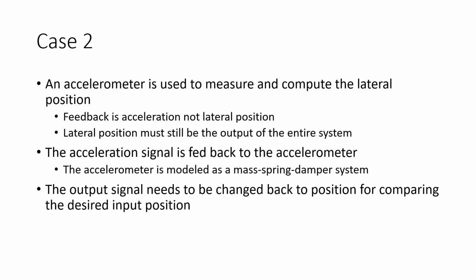Now we'll move on to case 2, where an accelerometer is used to measure and compute the lateral position. Feedback is acceleration, not lateral position from the accelerometer. Lateral position must still be in the output, though, for the entire system. The acceleration signal is fed back to the accelerometer, and the accelerometer is modeled as a mass spring damper system. Then the output signal needs to be changed back to its position for comparing to the desired position.